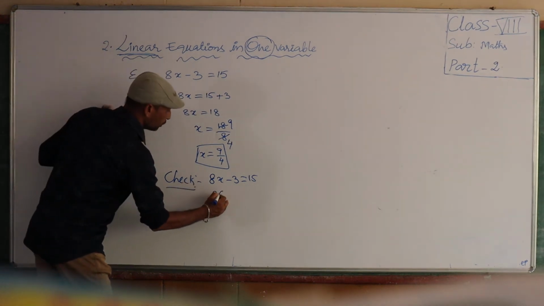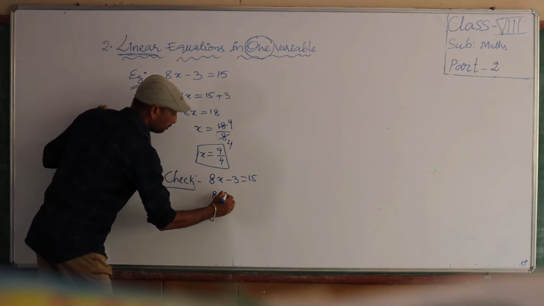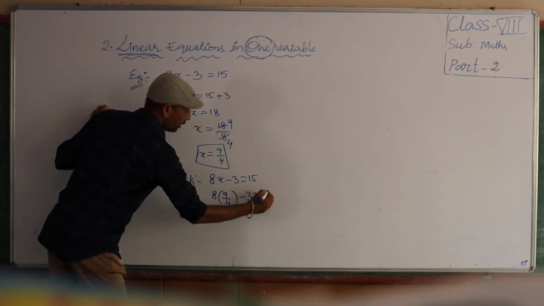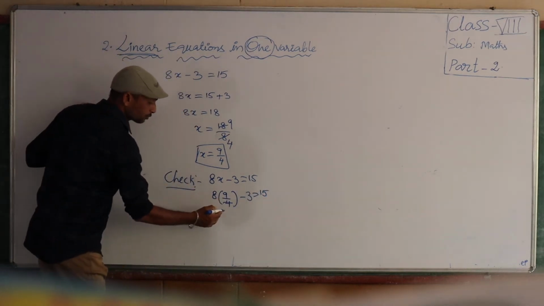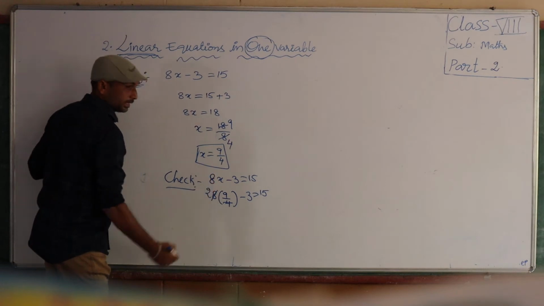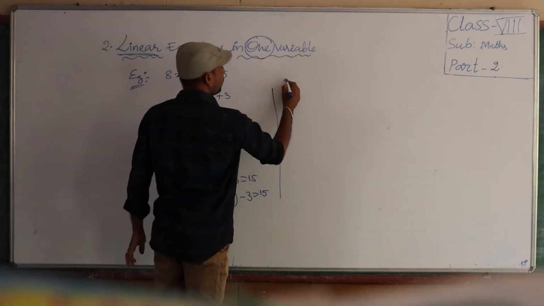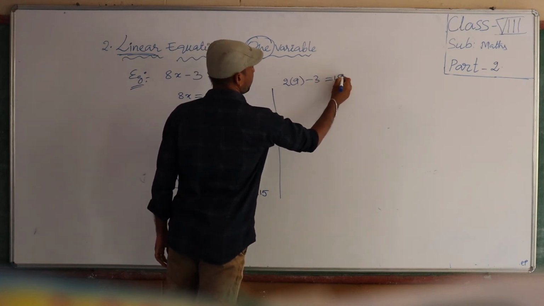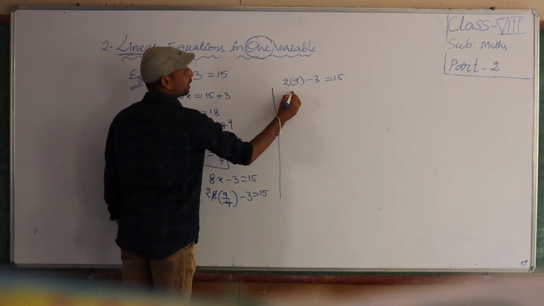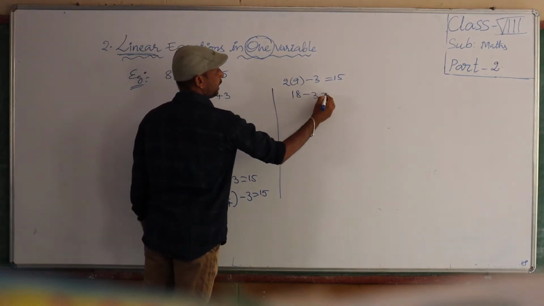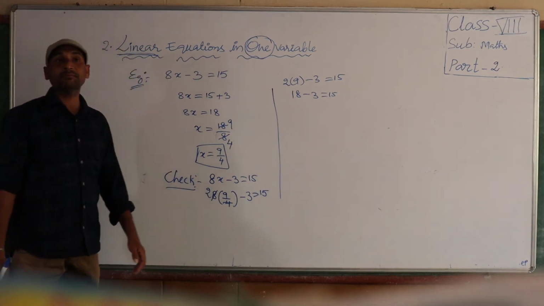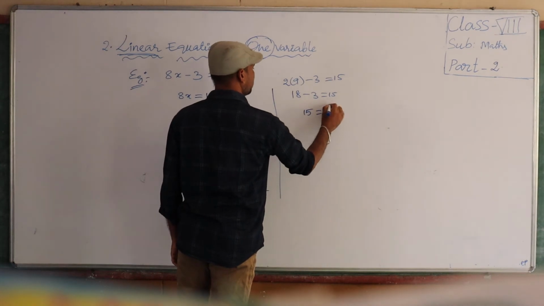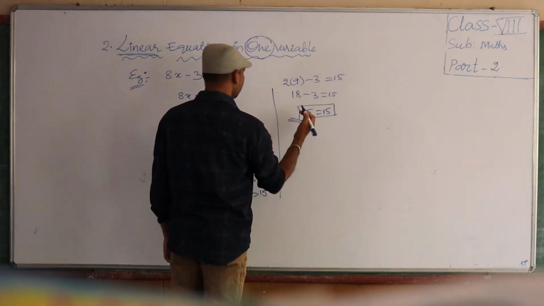Like 8 into x value 9 by 4, minus 3 is equal to 15. Then 4 ones are 4, 2 4s are 8. So that means 2 into 9 minus 3 is equal to 15. And 2 9s are 18, minus 3 is equal to 15. 18 minus 3, 15 is equal to 15. So both sides we are getting the same answer.